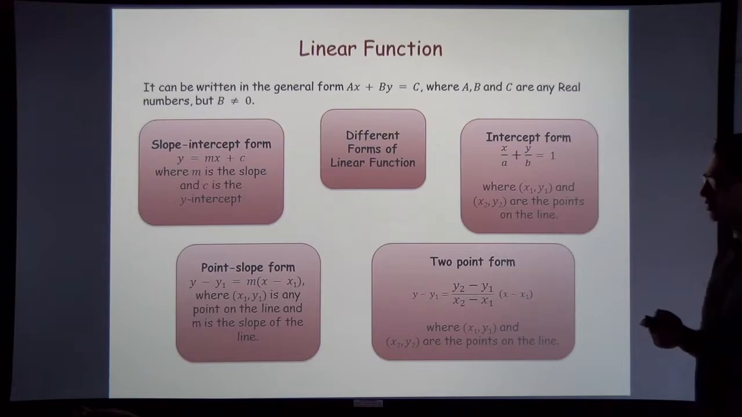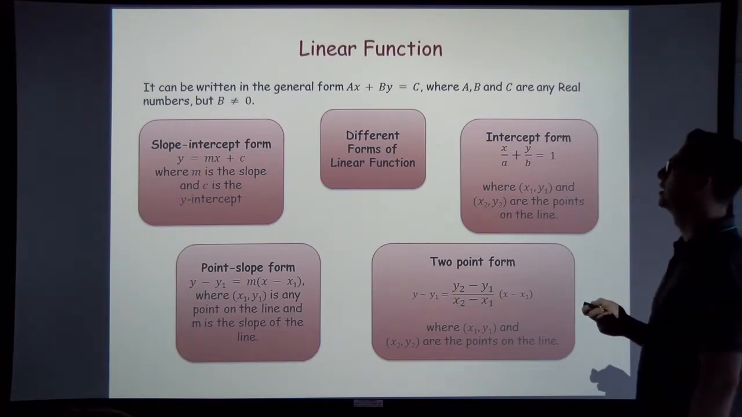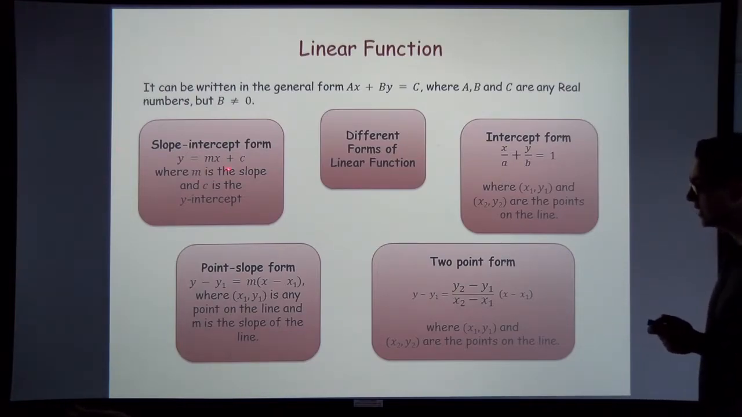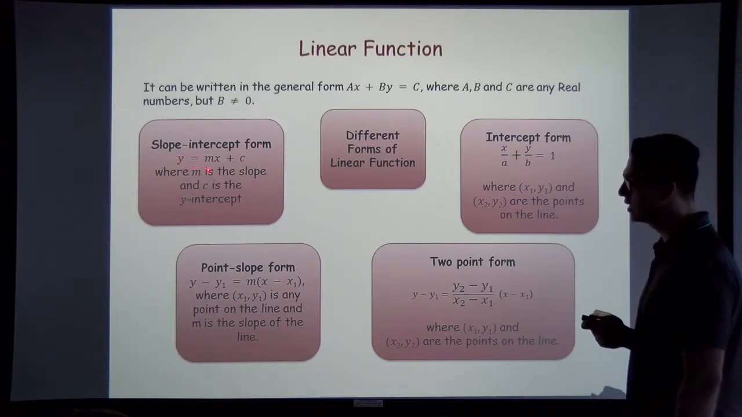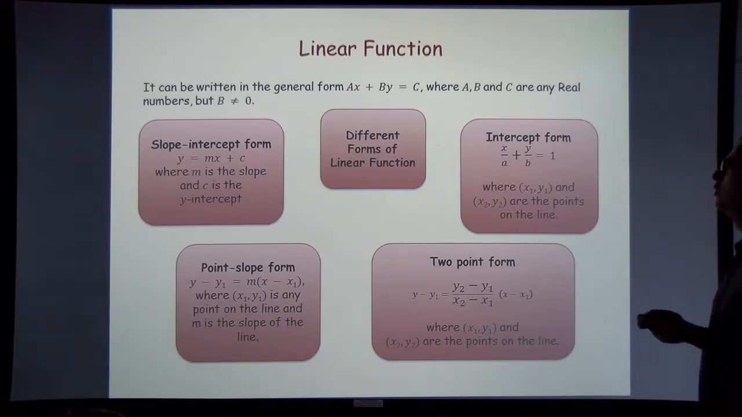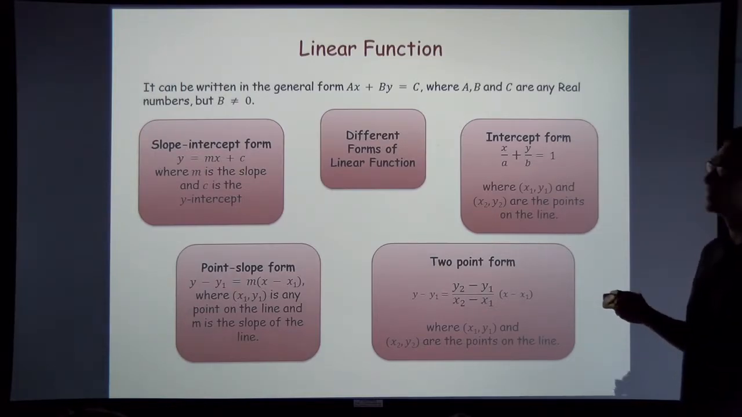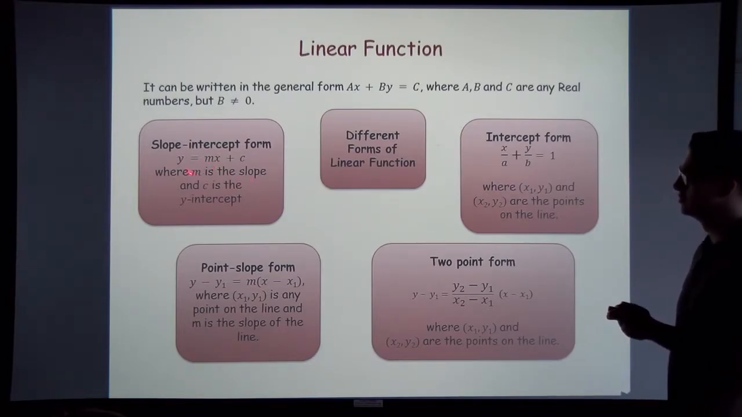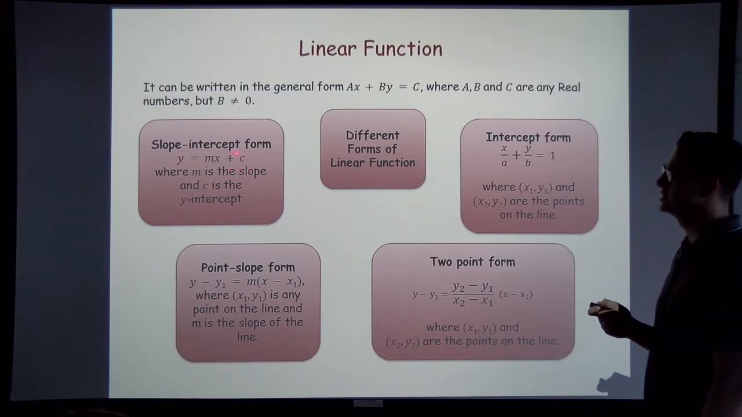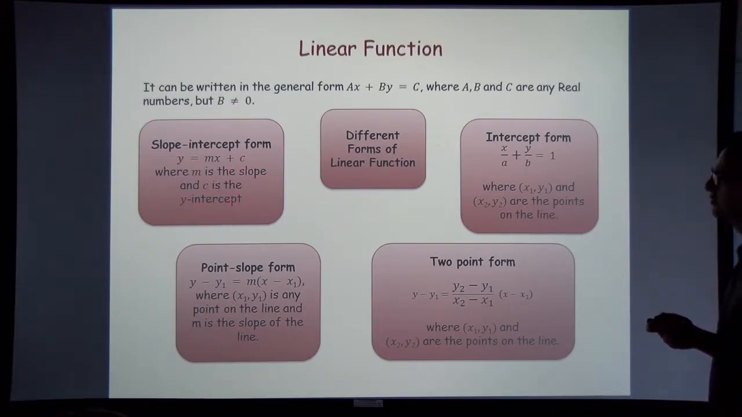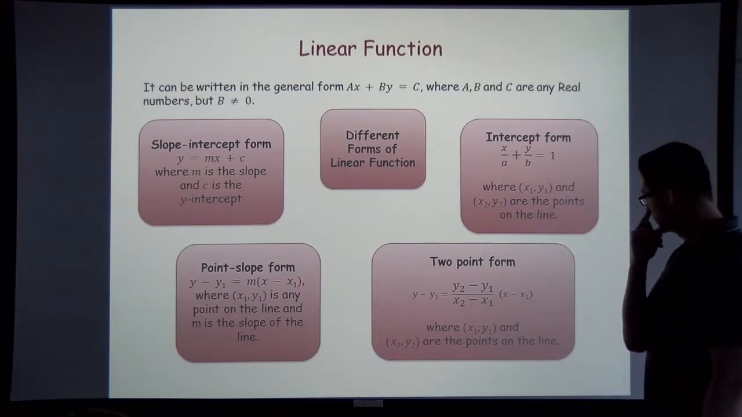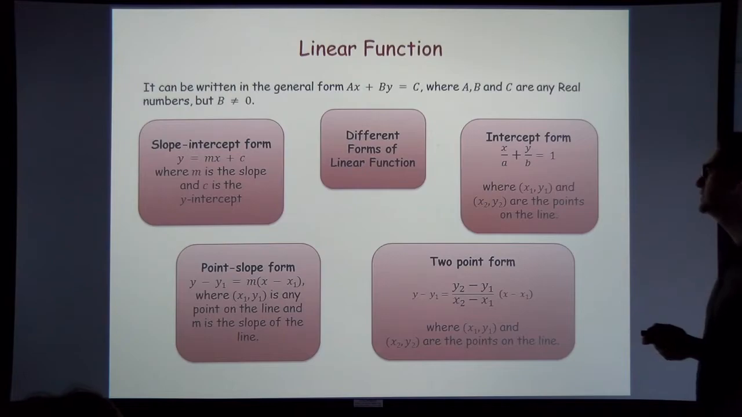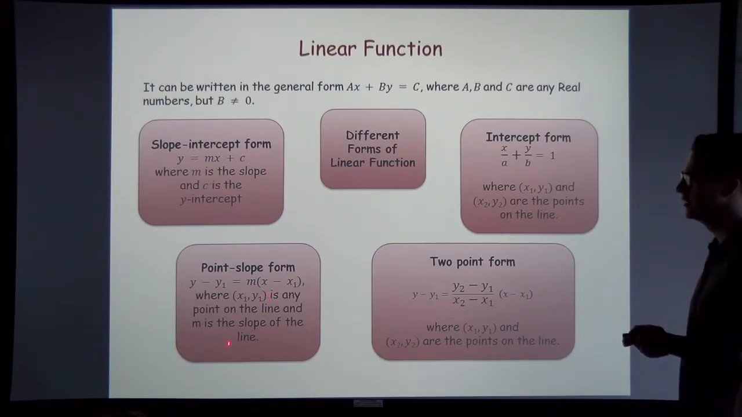Linear functions. We talked a lot about linear functions in our second session, okay? There are a couple of different forms of linear functions to keep in mind. The first one is our slope-intercept form, y equals mx plus c, or some people say y equals mx plus b. Our m value is going to be our slope, and our c or b value is going to be our y-intercept. We also have our point-slope form, which is y minus y1 equals m times x minus x1, where x1 and y1 is any point on the line, and m is still our slope.